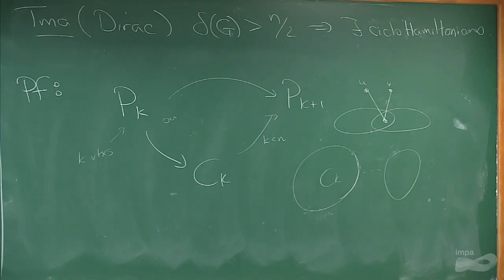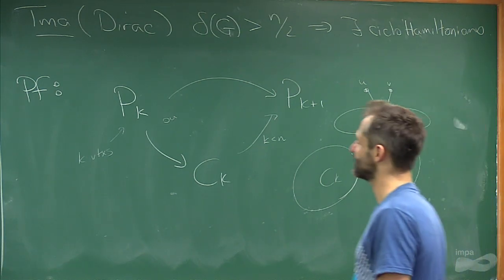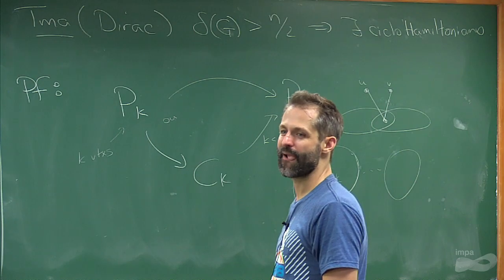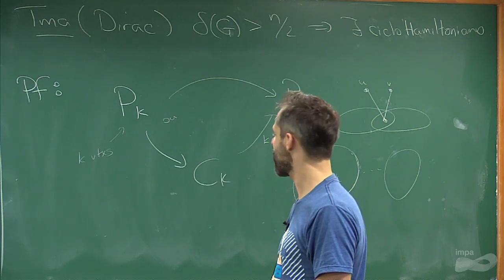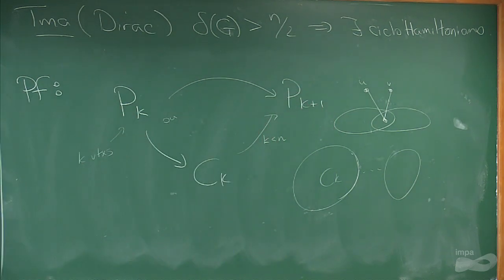Yeah, I have a question. Why can't you go from a path of length k to a cycle of length k? I mean, it exists in all. Yeah, sorry, I didn't check this carefully. Quite right.